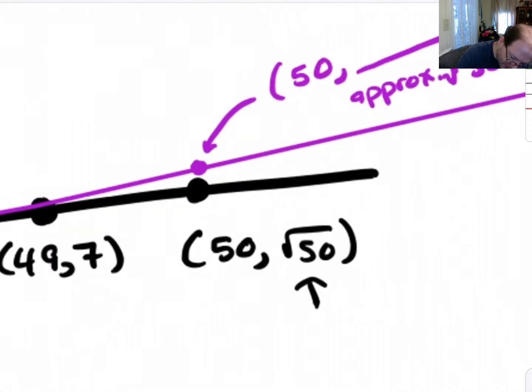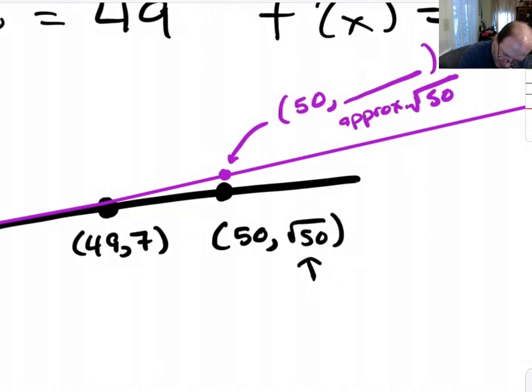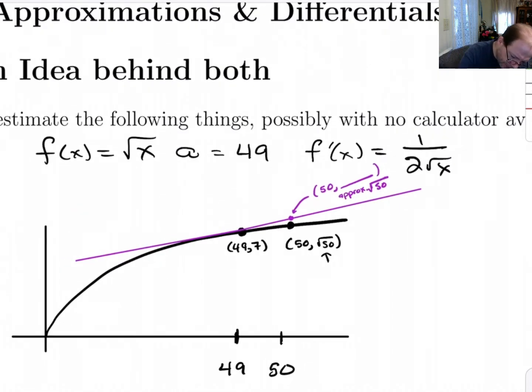Now, why is it approximate? Well, it's going to be a little bit bigger than the square root of 50 because the y-coordinate of this point, of course, is bigger than the y-coordinate of the one below it, but it's going to give us something fairly close.